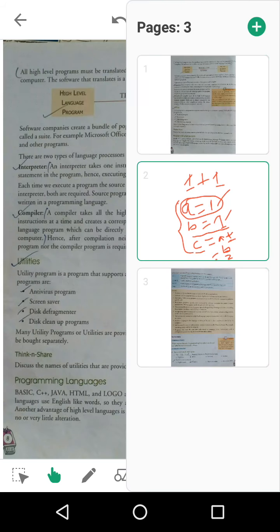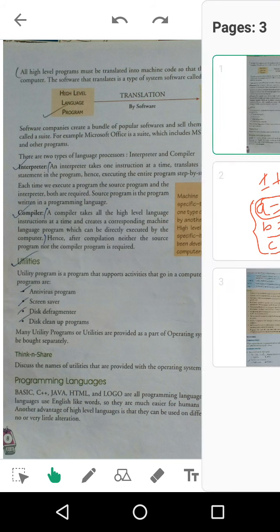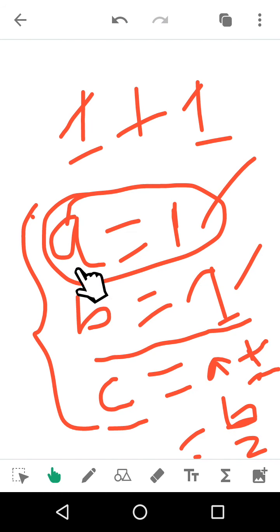Okay, I have explained it very carefully, you should understand. Now compiler. What does a compiler do? Compiler takes the high level language instruction at a time and creates a corresponding machine level language program which can be directly executed by the computer. So this is your high level language I have written in English. The computer won't understand, computer only understands 0 and 1. So compiler will convert this to machine level language and do the necessary steps.